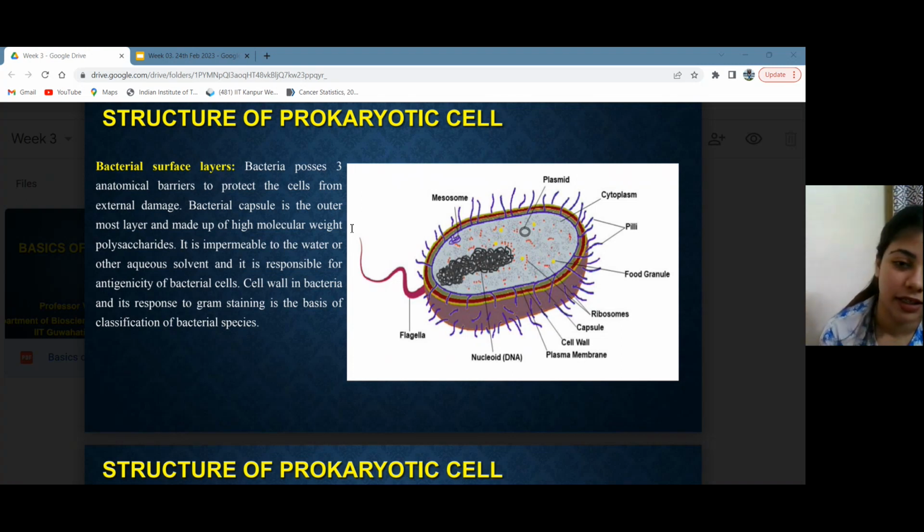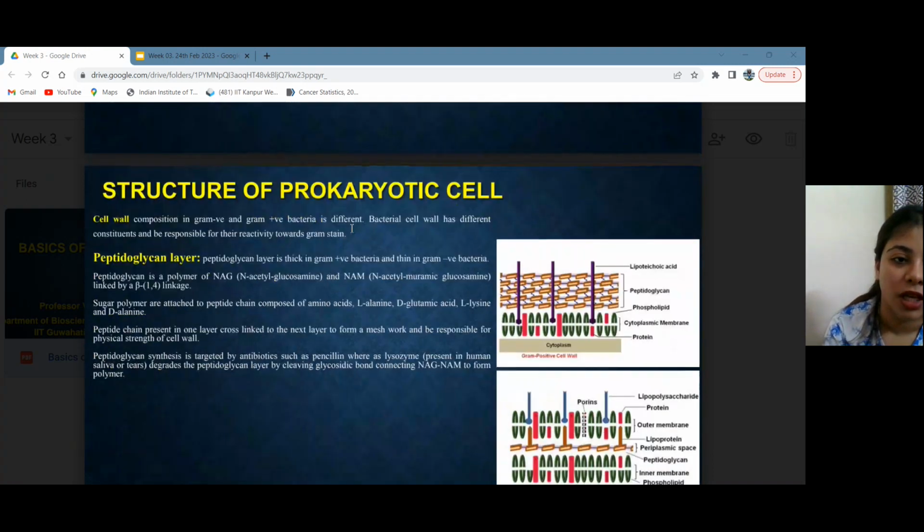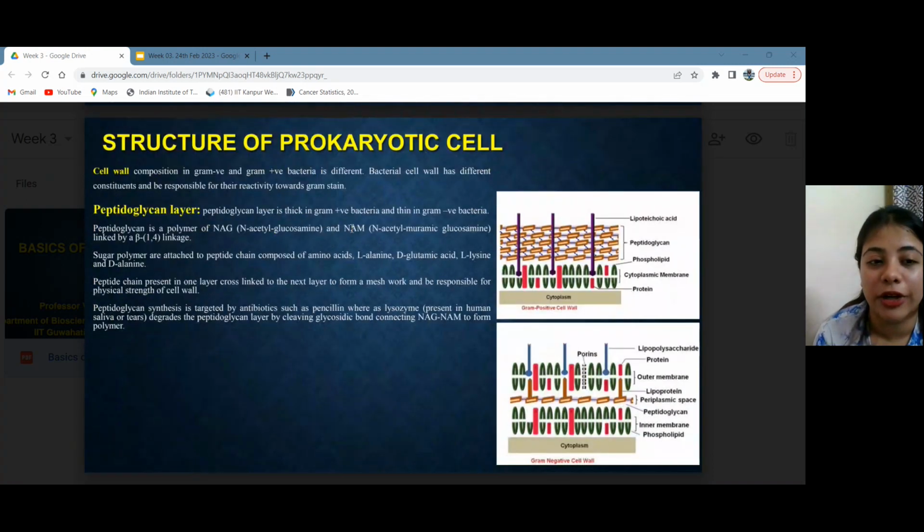So that's another very relevant contributing factor. Then comes the structure of the prokaryotic wall. We have discussed it as well, gram positive versus gram negative. So peptidoglycan is the most visible distinction between these two.